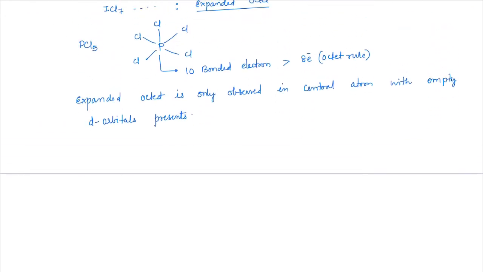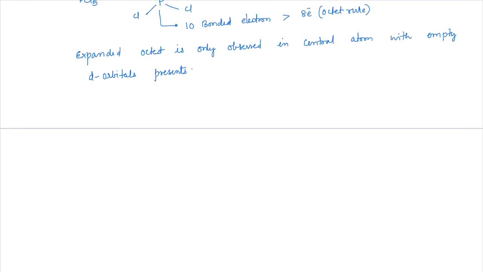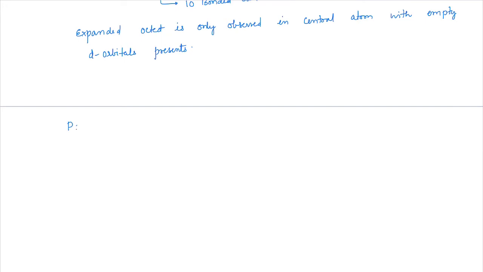So PCl5 does exist, but that happens only when you have an empty d orbital present on it. And phosphorus does have an empty d orbital. Let me show the configuration of phosphorus. Phosphorus will have neon up to 10 and then 3s2, 3p3. This is the electronic configuration of phosphorus. But 3d is also present in it, which is empty.